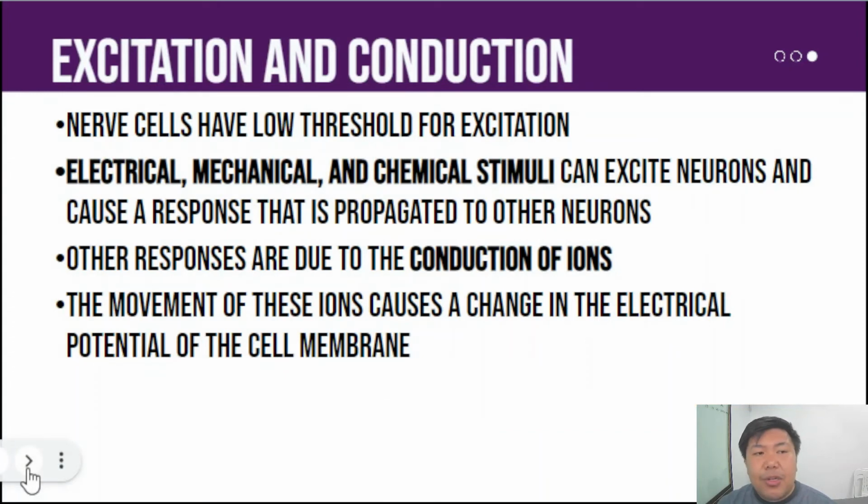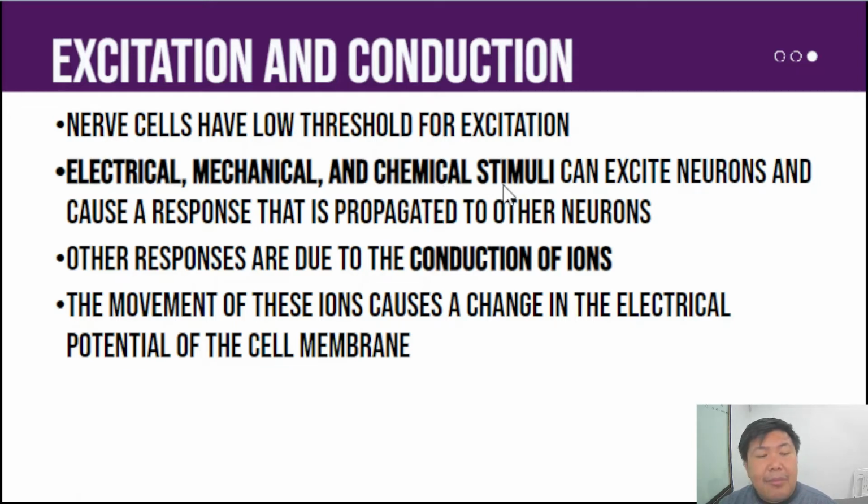Now, we have to understand that nerve cells have a low threshold for excitation, meaning mababaw ang kaligayahan ng mga nerves natin. Just a small stimulus will sometimes be enough to excite the neuron to create an electrical stimulus, no? So, ano ba yung mga pwedeng mag-excite sa nerve natin? This can include your electrical, mechanical, and chemical stimulus, no?